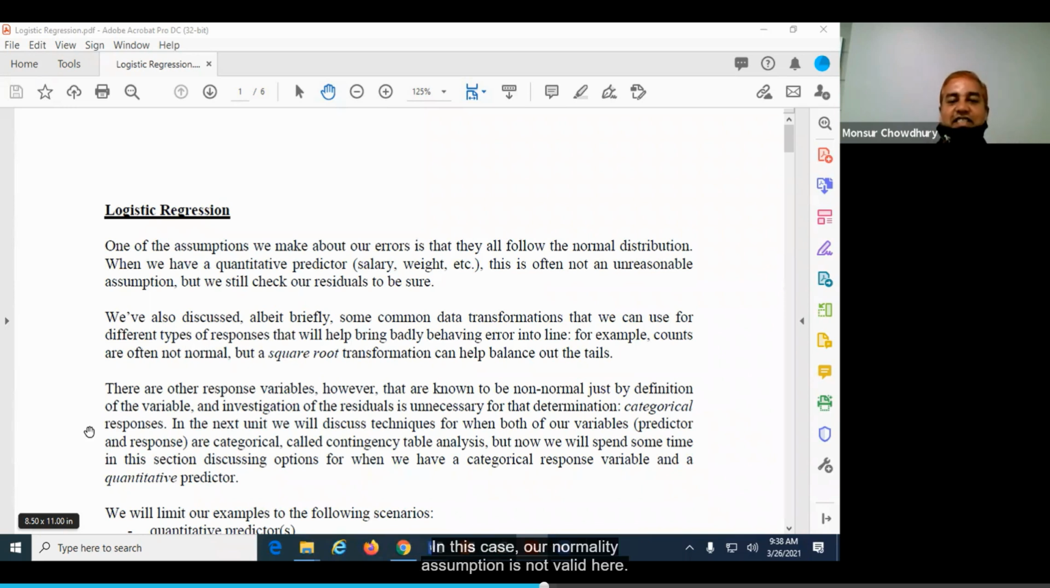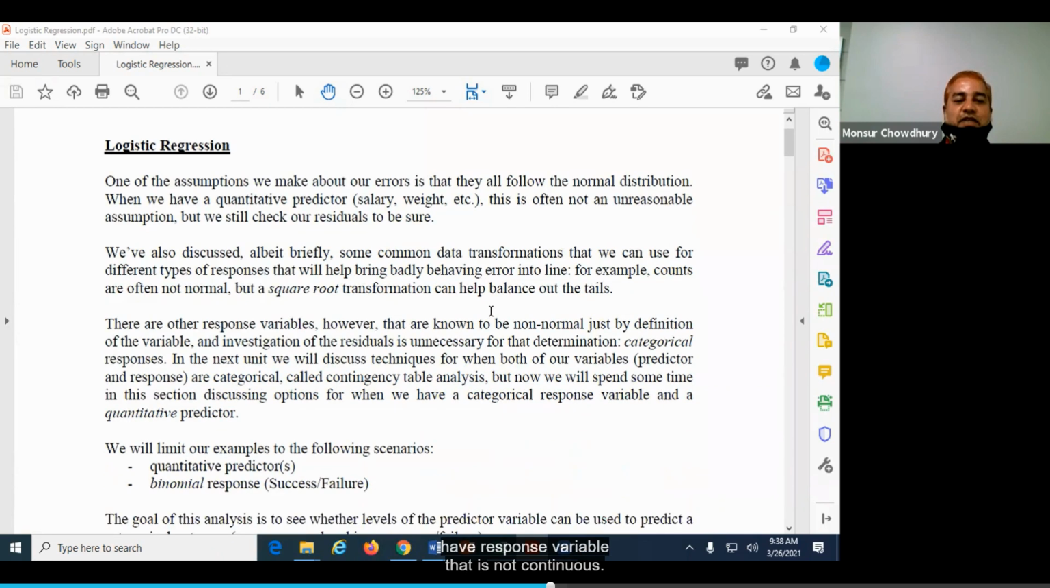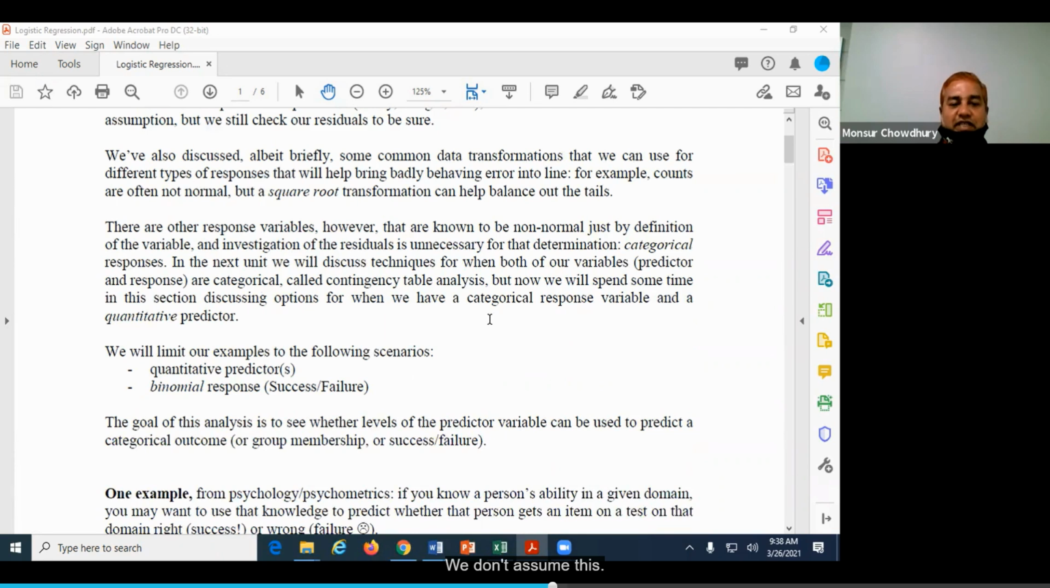So in this case, our normality assumption is not valid here. So we cannot assume the error term is normally distributed because our response variable is not continuous. So when we have a categorical predictor, this is often not an unreasonable assumption, but when we have a response variable that is not continuous, we don't assume this.